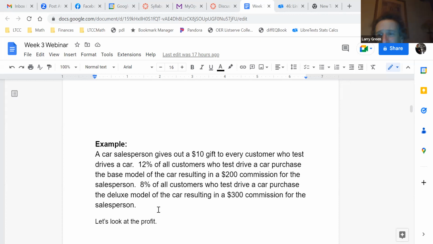By the way, what do you think the rest do in the real world? What do most people do? They don't buy the car. They walk off with their $10 gift, right? And as a salesperson, it sucks because you just lost 10 bucks. Do you see that? That's reality, by the way. This isn't some weird math problem.